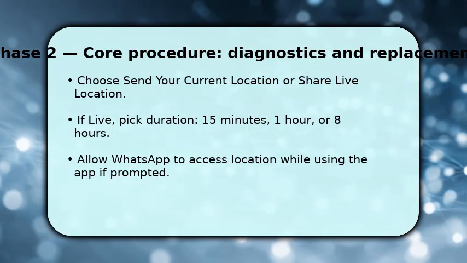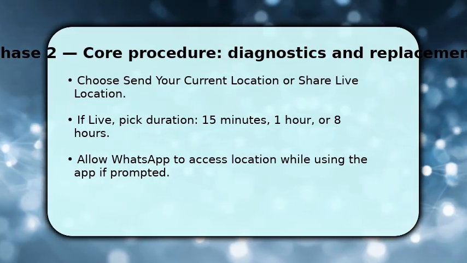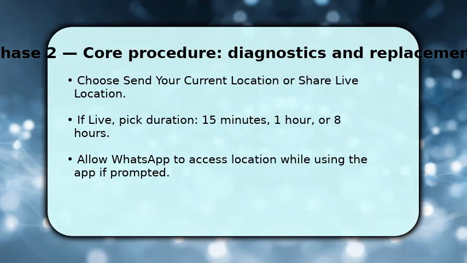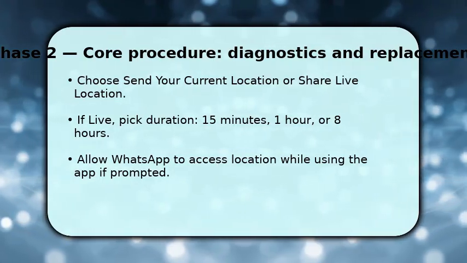Make sure to grant location permission when prompted. Otherwise, WhatsApp can't update coordinates. Once you confirm, hit send. This ensures recipients see either the fixed spot or a live, updating map.